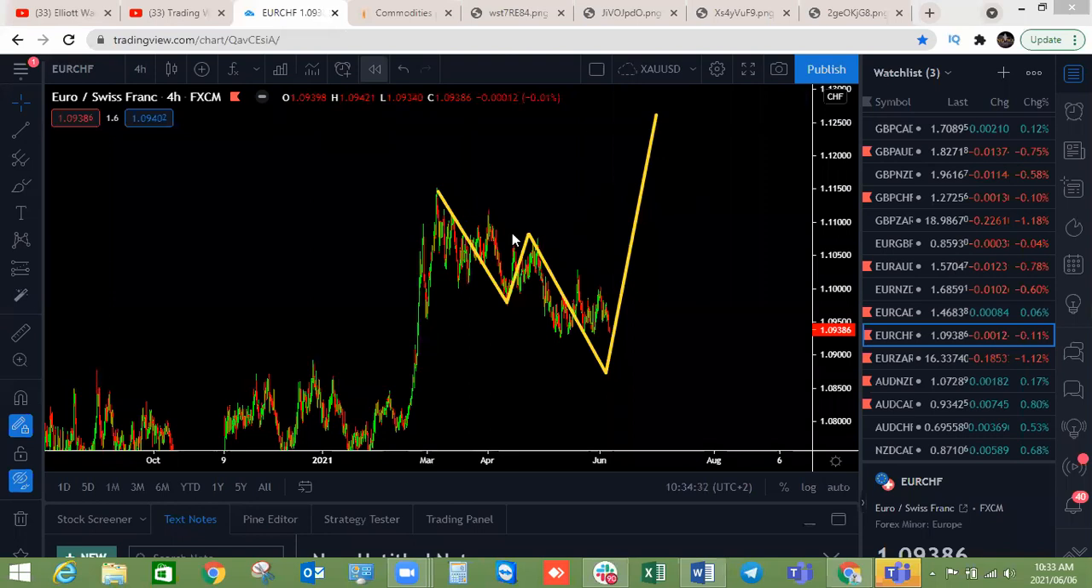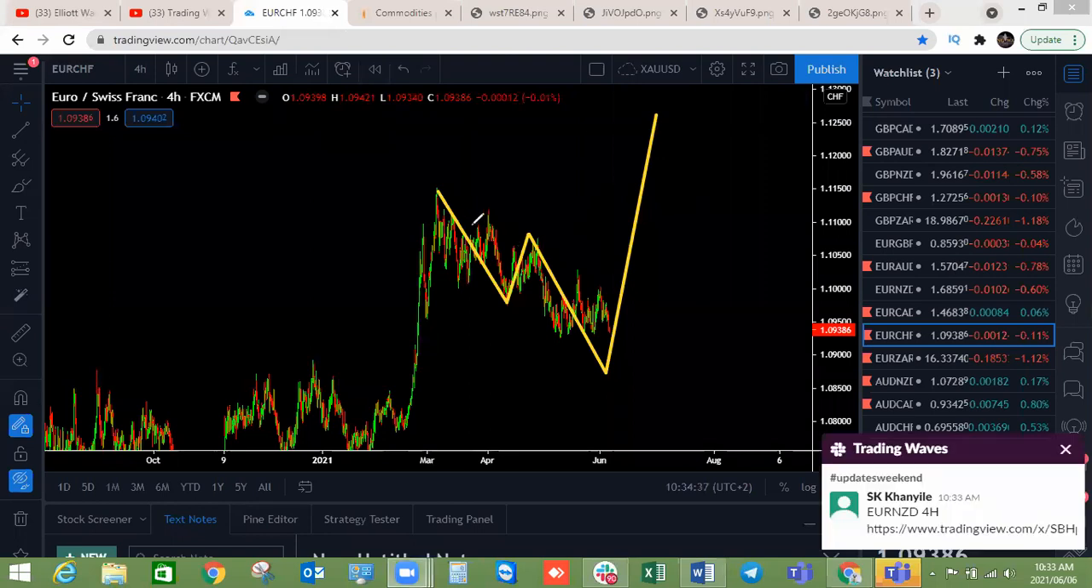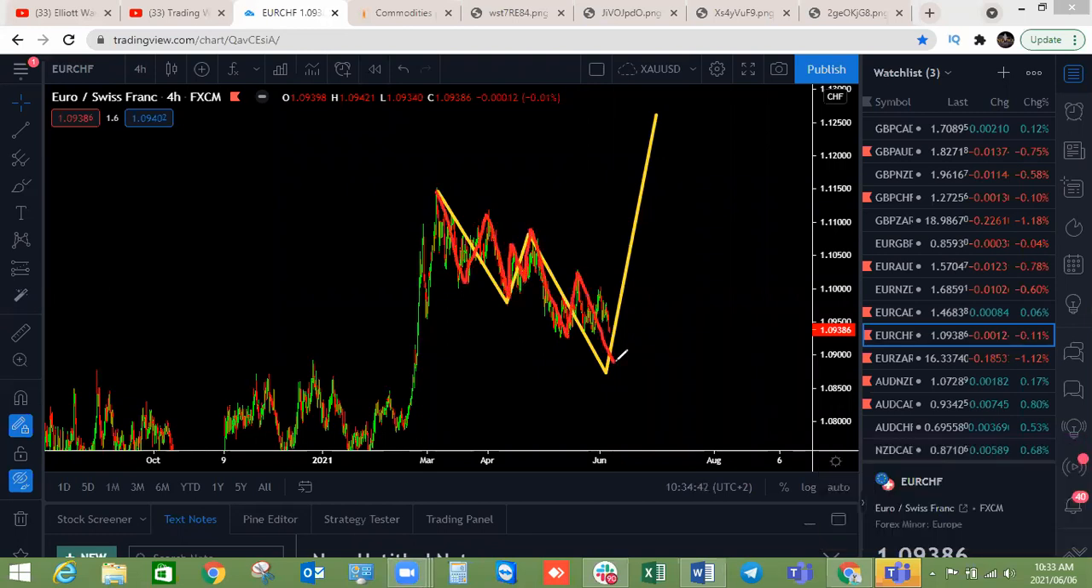Okay, let me just clear here. There are 3 waves here within each structure. 1, 2, 3, 1, 2, 3, 1, 2, 3. We're looking for these last 3 to the downside before we bounce to the upside. That is how we're looking at EURUSD.